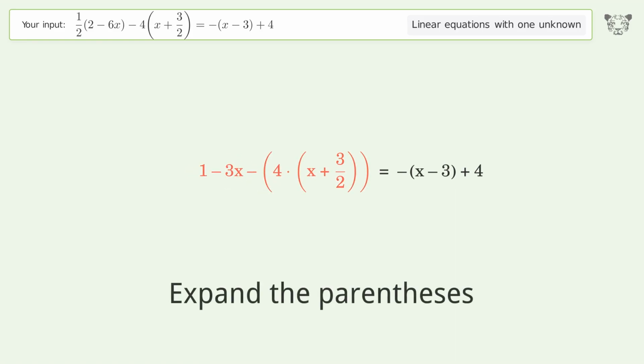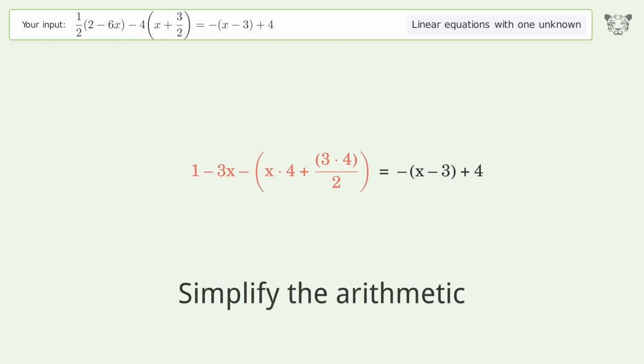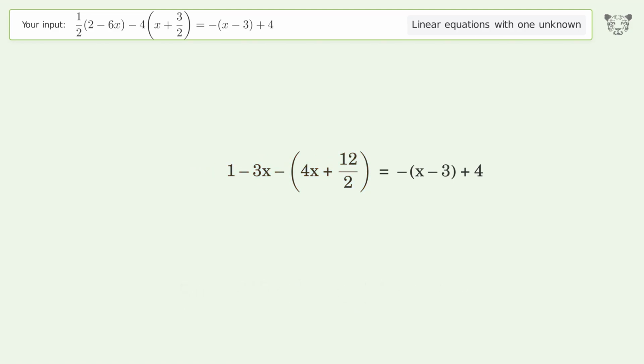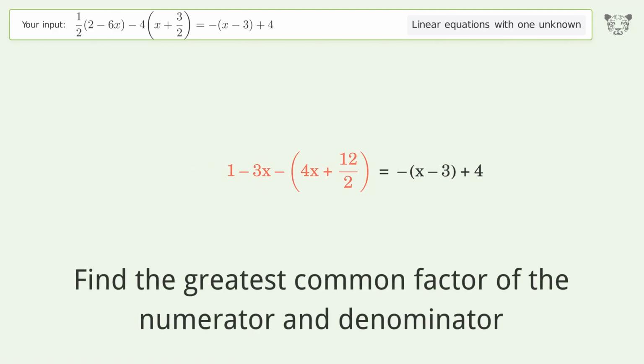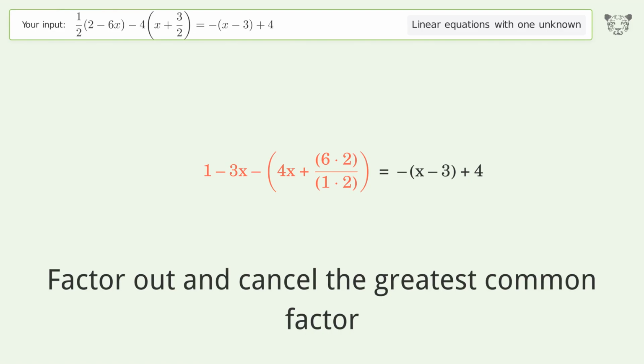Expand the parentheses. Simplify the arithmetic. Find the greatest common factor of the numerator and denominator. Factor out and cancel the greatest common factor.